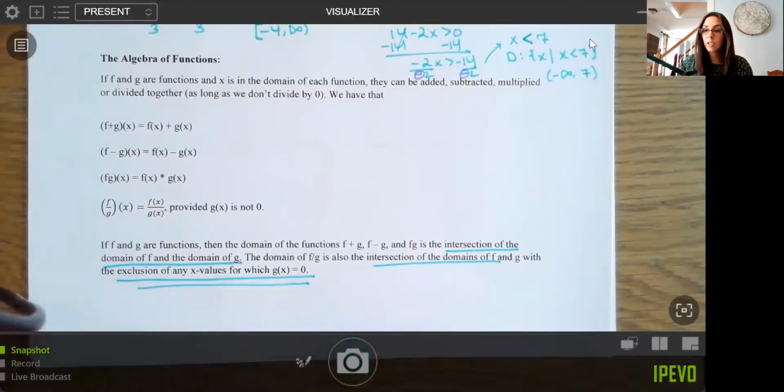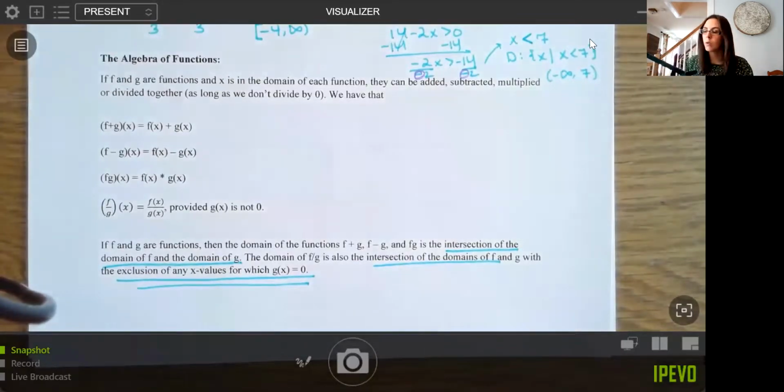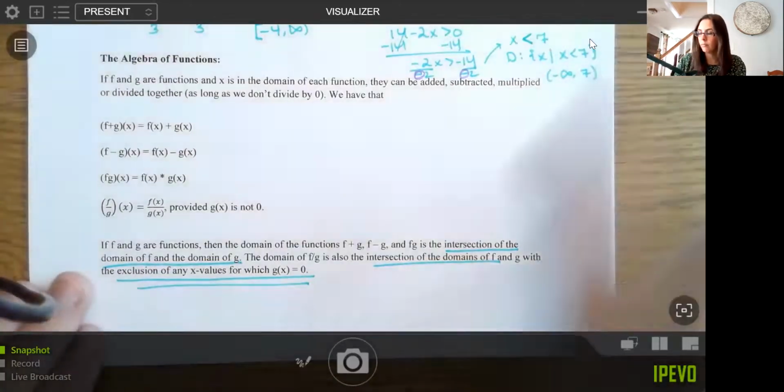So you may have an additional exclusion there because now you're dividing by g, which you weren't before. So you may have to also add in additional exclusions for your domain with that division. Let's do some examples so you can see this in action.